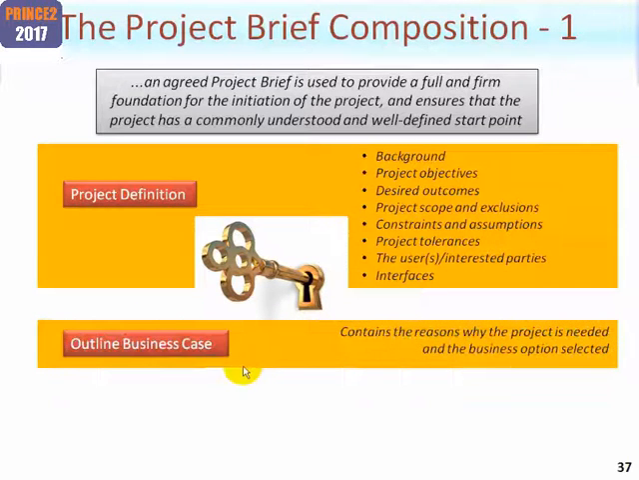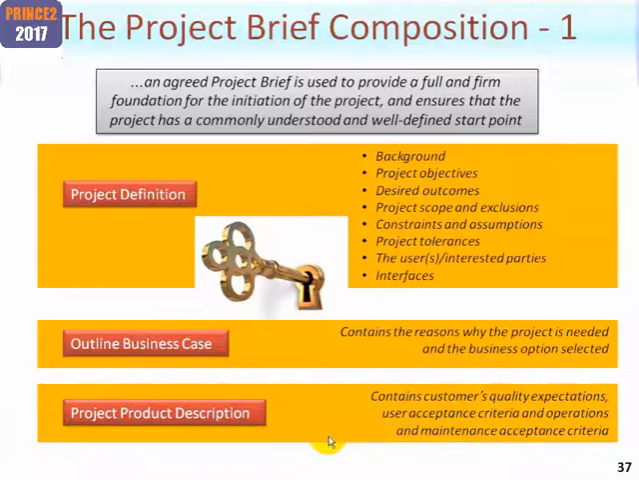Next is the outline business case, which I've talked about a little already, contains as a minimum the reasons why the project is needed. Indeed, that's the whole purpose of a business case, to say why it makes sense to proceed and that the benefits obtained are worth the costs and the risks of the project itself. The outline business case will also include the business option that's selected. So we'll look a little later when we cover the business case theme on exactly what we mean by business options.